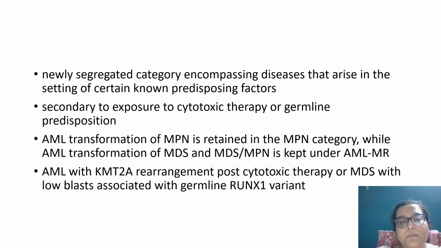AML with KMT2A rearrangement post cytotoxic therapy, or MDS with low blasts associated with a germline mutation like RUNX1. These are entities where there is a known mutation but there is also a history of a predisposing factor. Where will you put this? If you know that there's a KMT2A mutation and you also know that there is post cytotoxic therapy, where will you put it, into secondary myeloid neoplasms or into germline? So they have created a separate category for this.